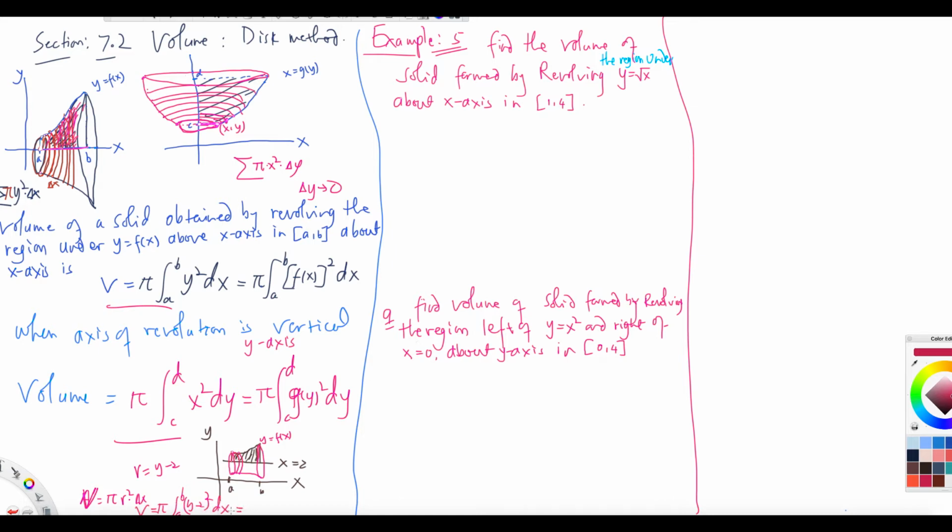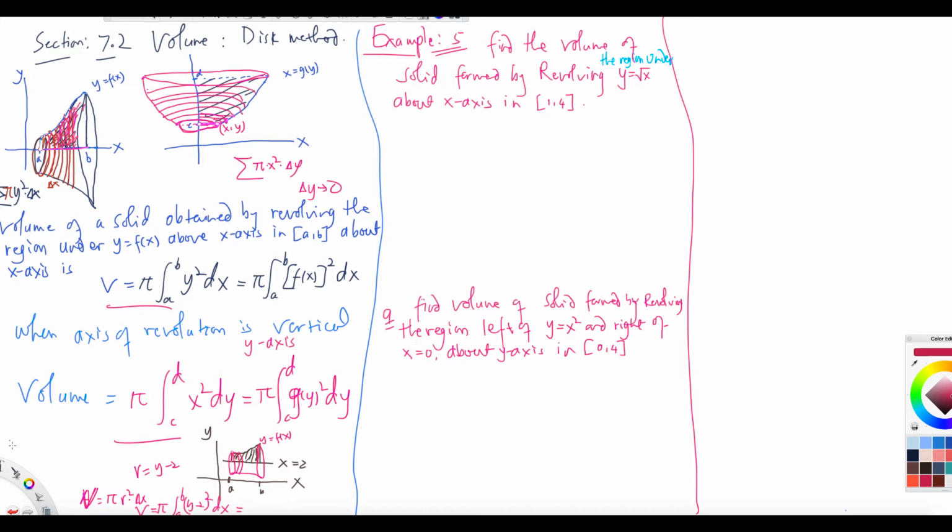Or you can say the sum of the volume of the disk, or the sum of the area of the disk, because when the thickness of the disk is very, very small, it is just like a circle. We are just finding the area of the circle. So the volume will be pi r squared times delta x, and the summation of all the volumes of the disks will be pi, with r being y minus 2, squared, dx.